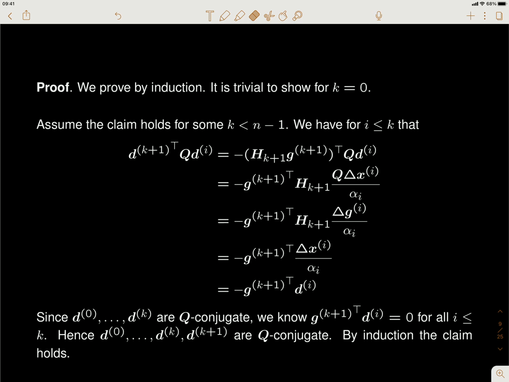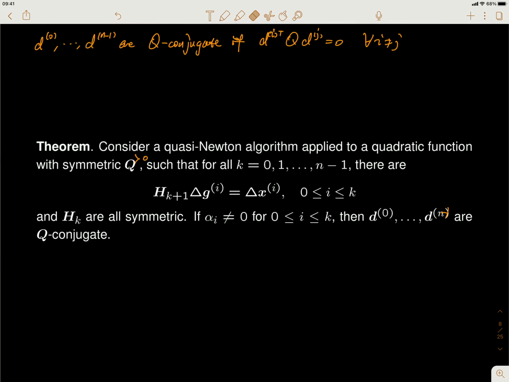Okay, before we move on, I actually want to add one more comment to this theorem. Not only are the d vectors Q conjugate, but we also have something similar to the conjugate gradient method, which says that g k plus 1 is perpendicular to the dj for all j from 0 to k. And this is due to the way we chose the line search, the step size.